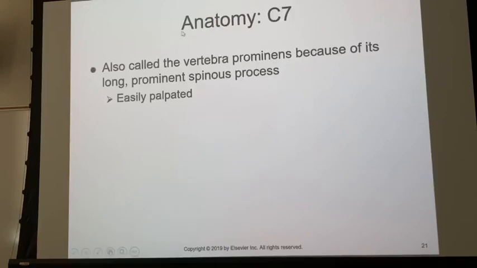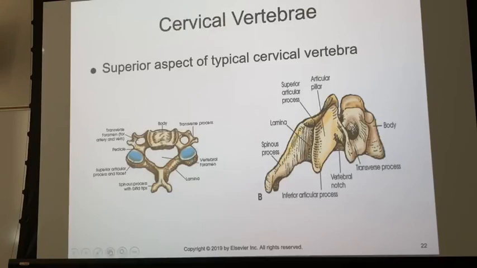So again, C7 is your vertebral prominence. You can easily palpate that. Typical vertebra, you've got the superior articular process. Again, you've got transverse foramen. You've got the bifid spinous process. You've got vertebral foramen, and then you've got the arches. You've got a very high arch on the bottom portion of one, a very low arch in the top portion of another, and those come together to create the intervertebral foramina.